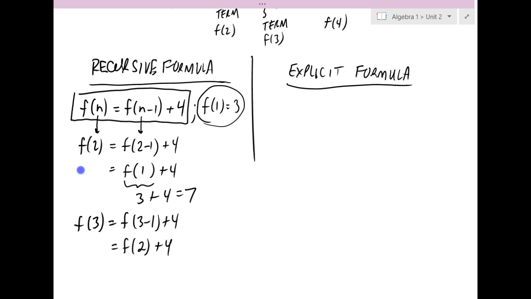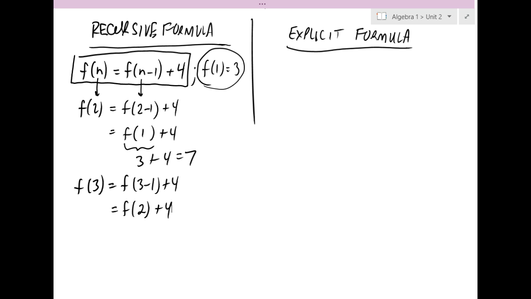Do we know f of 2? Does anyone know what f of 2 is? 7. How did you know it was 7? Because you plugged in 2. Because that's what we just got on the previous problem, right? Remember what we did right here? We just calculated f of 2 and found out that it's 7. So f of 2 we know is 7, and when we add 4, now we get 11. Okay?